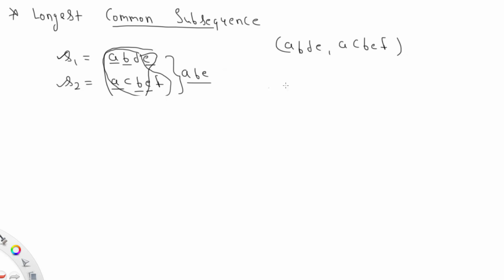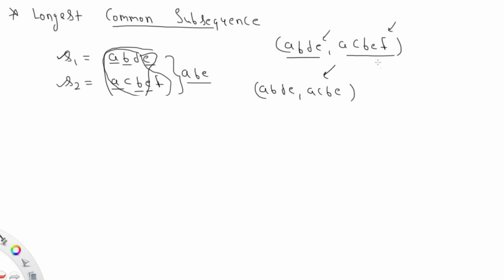So now focus on the original string. Here we have A, B, D, E, and here we have A, C, B, E, F. Now we check the last characters. If last characters are matching... it's not matching. It means we need to identify the maximum out of either n, m-1, or n-1, m. It means there will be two things. First of all, find the value of A, B, D, E and A, C, B, E, because I am not taking this F.